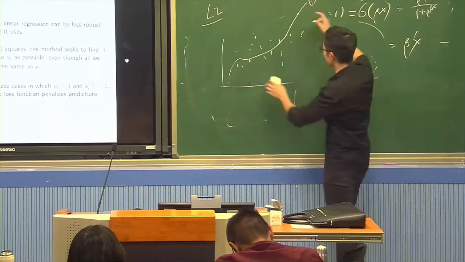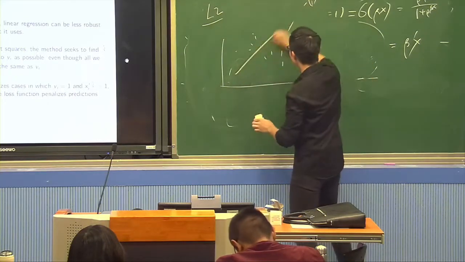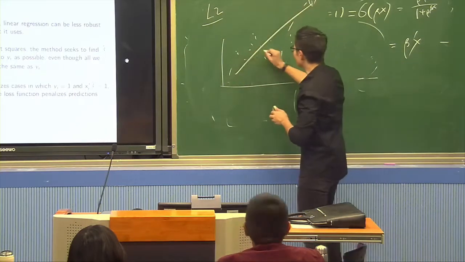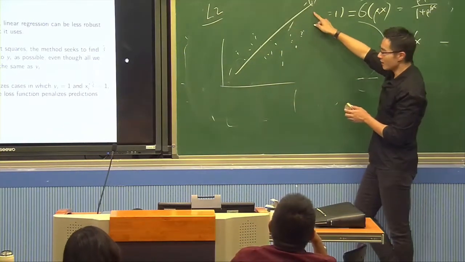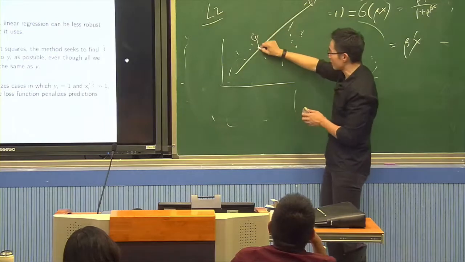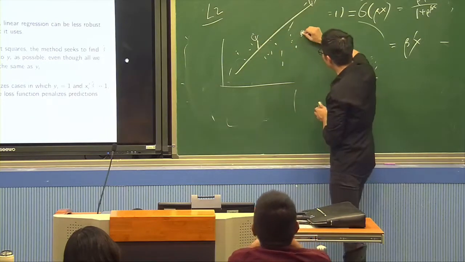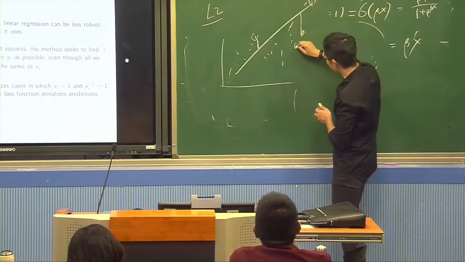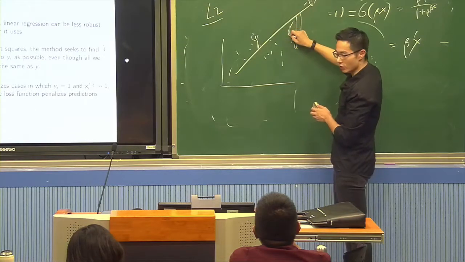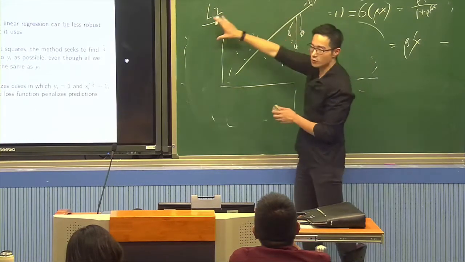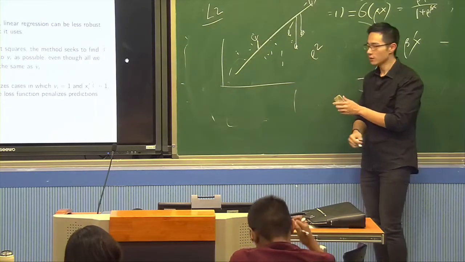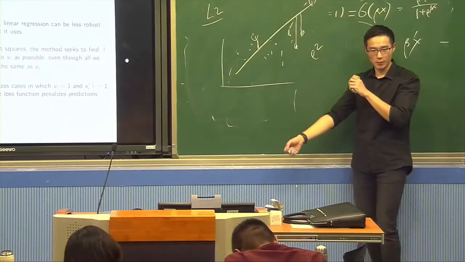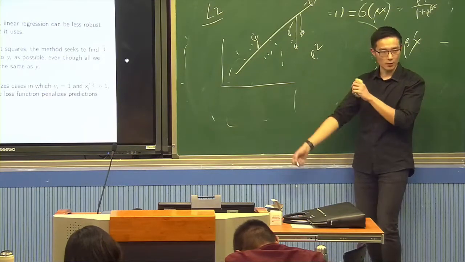Now if beta X looks linear, and we have a bunch of data. If beta X looks like this, then for this data point it's okay because the error is small, but for these data points, or at least for this one, it's very bad. The error is large. L2 means the error is squared, so the larger distances get especially penalized when we're doing linear regression.